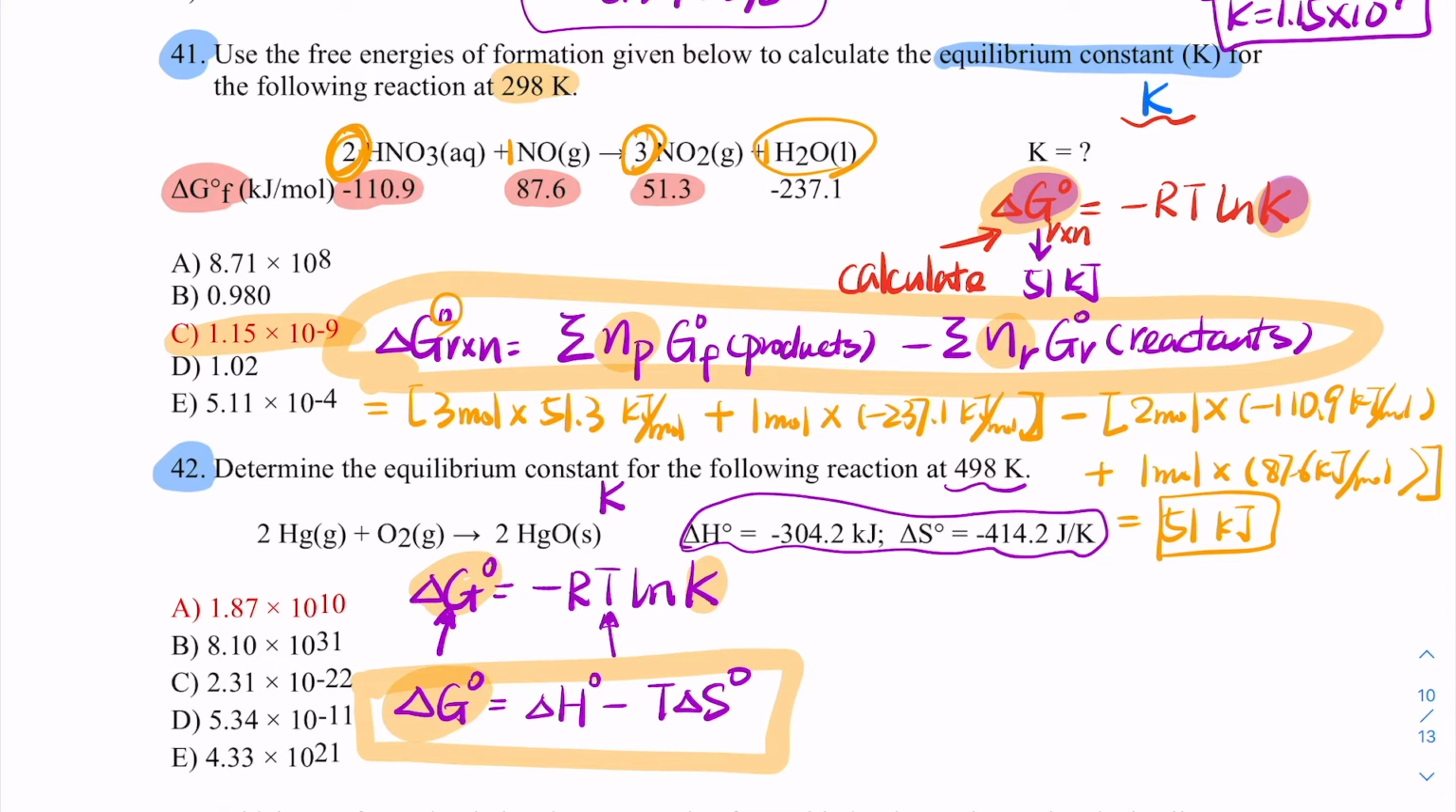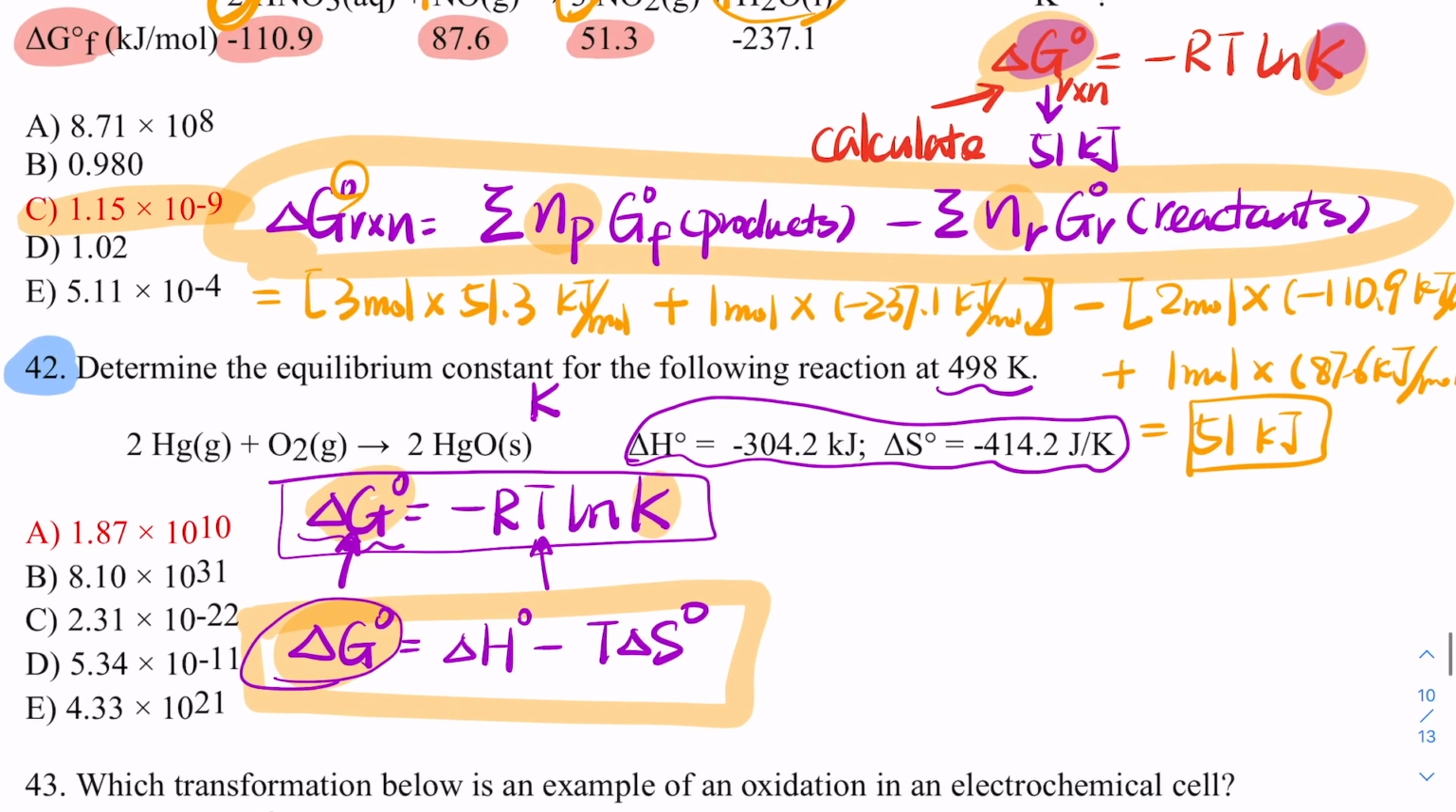You see, the core for these two questions is the same, right? You need this equation to calculate K, but the way to calculate delta G is different. One question gives you delta G f for each reactant and product, and this one gives you delta H and delta S, and you still will be able to calculate delta G naught. So again, the core is the same, the approaches are different, but if you know the concept, not a big deal, right?